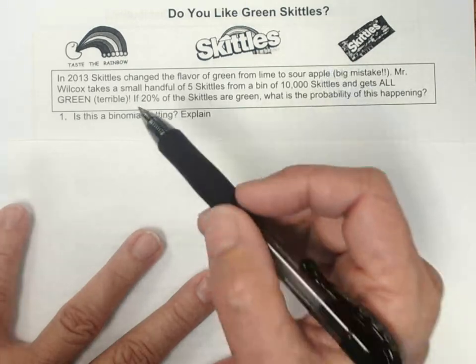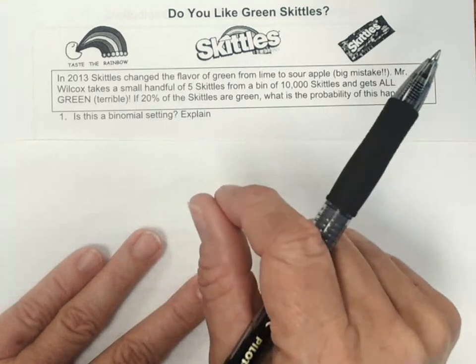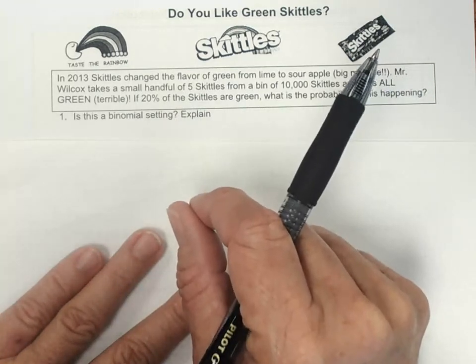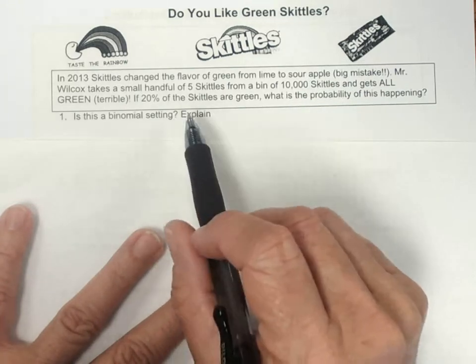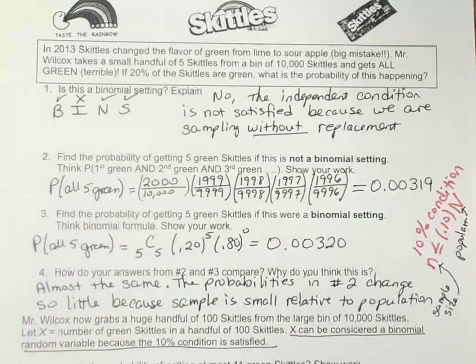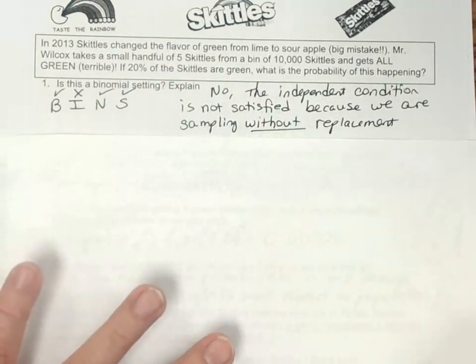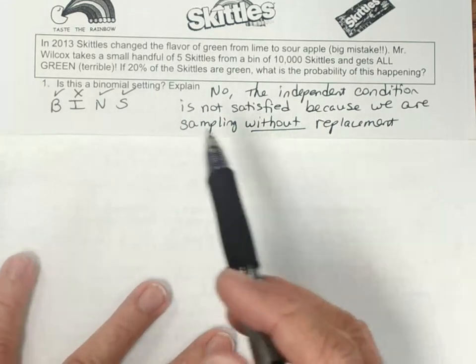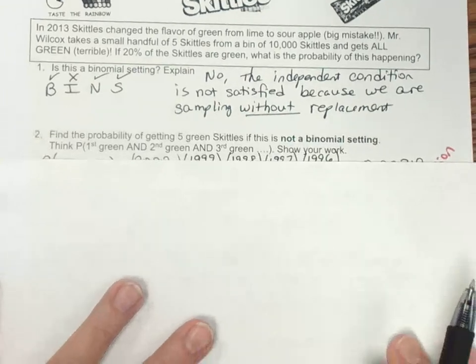Okay, so if we take out a Skittle, then we take out a second Skittle, we haven't put the first Skittle back in. So it is not independent. We are sampling without replacement. For n, a set number of trials, yes, we're taking out 5 Skittles. And S, the same probability, it doesn't quite stay the same. But let's take a look here. So again, the independence condition is not satisfied because we're sampling without replacement. So they're not independent. It changes slightly each time.